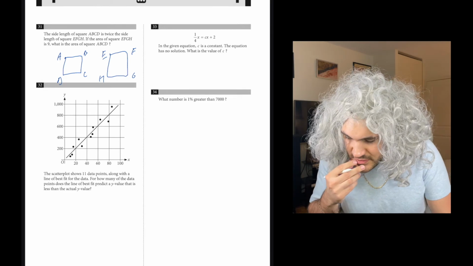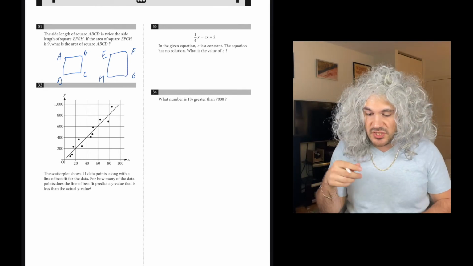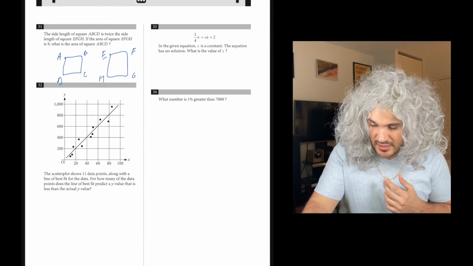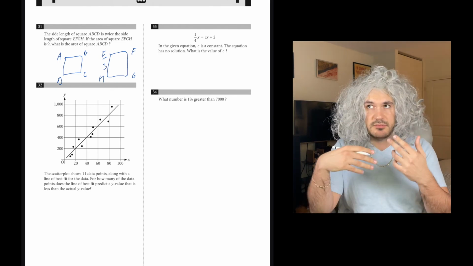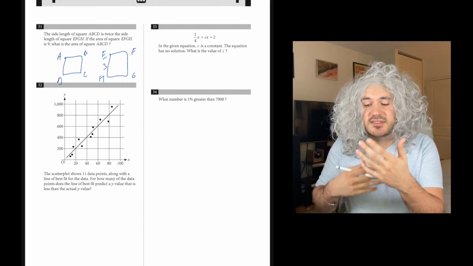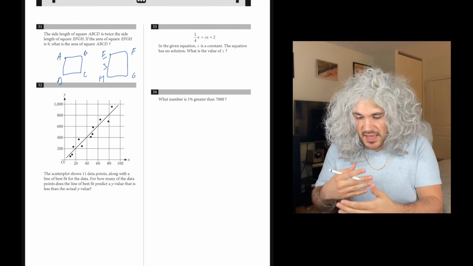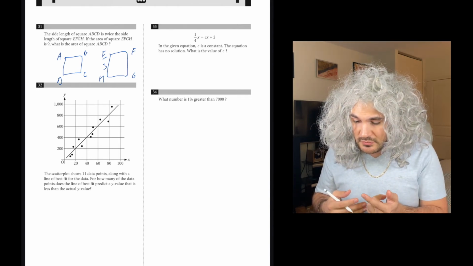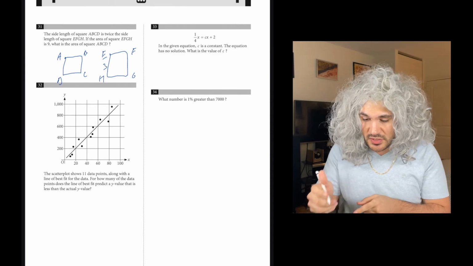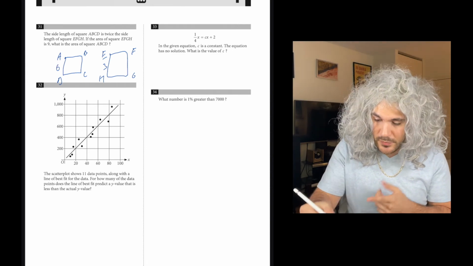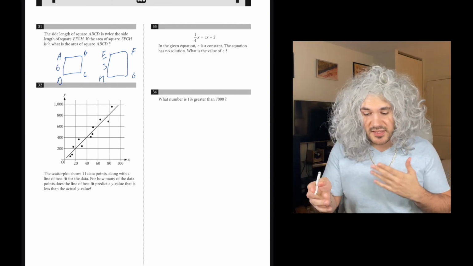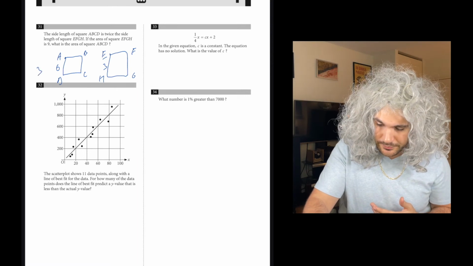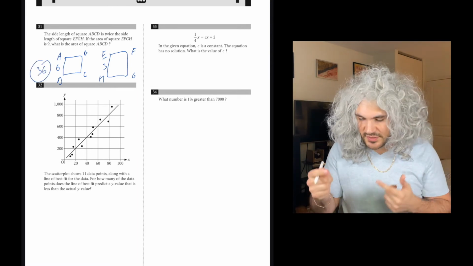Side length of ABCD. Okay, the area of EFGH is 9, which means the side length is going to be 3, right? Because the way you get the area of a square is side squared. 3 squared gives us 9. For ABCD, the side length is twice as much, so it's 6. Cool. 6 times 6 is 36. So our answer is 36.